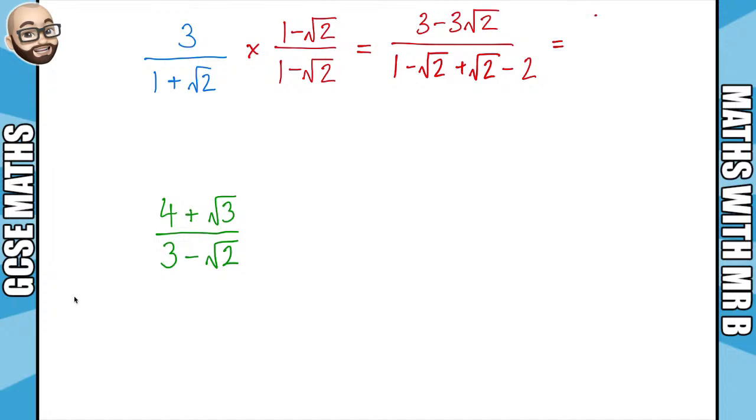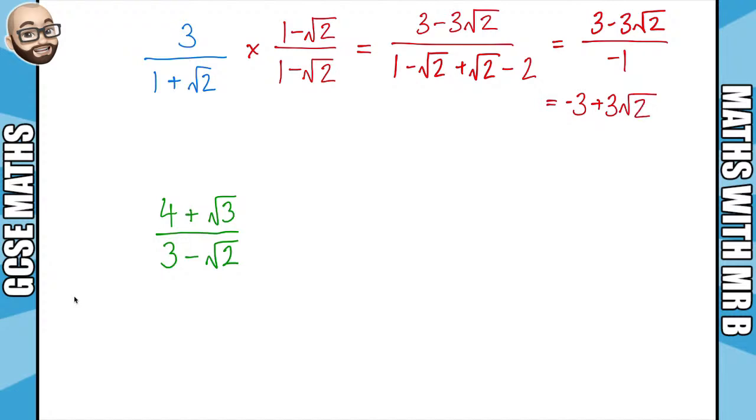On the top, we're left with 3 minus 3 root 2's. And on the bottom, these surds are going to cancel out. If we need to take away a root 2 but add a root 2, they disappear, and we're left with 1 times by minus 2, which is minus 1. And we can either leave it like that, or if we divide each bit on the top by -1, what we would get is -3 plus 3 root 2.